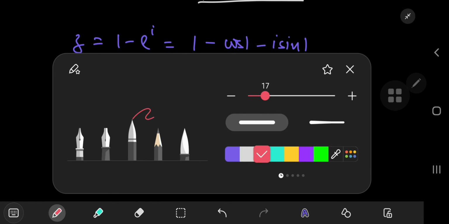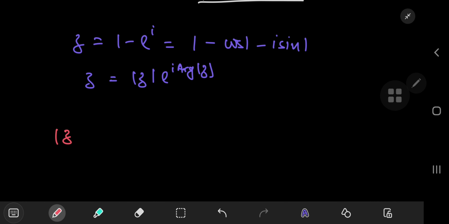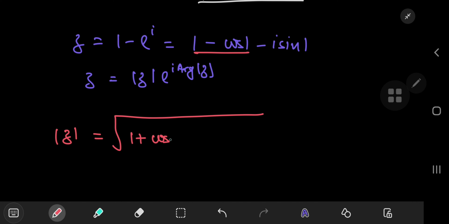So the modulus of z equals the square root of the square of this real part, which evaluates to 1 plus the square of the cosine of 1 minus twice the cosine of 1, and the square of the imaginary part, which is the square of the sine of 1. And sine squared and cosine squared add up to give you 1. So you have 1 plus 1, which is 2. Okay, nice and easy so far.